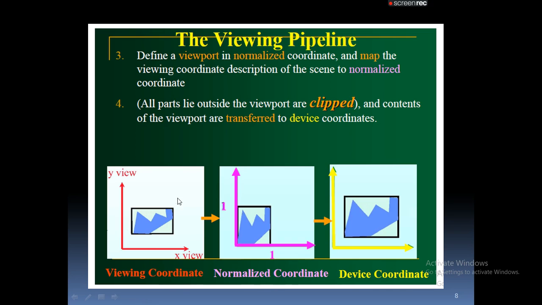Please see this diagram. I have drawn 3 diagrams here. Please see that the red color Cartesian reference represents the viewing coordinates, and we define the clipping window in the viewing coordinates.